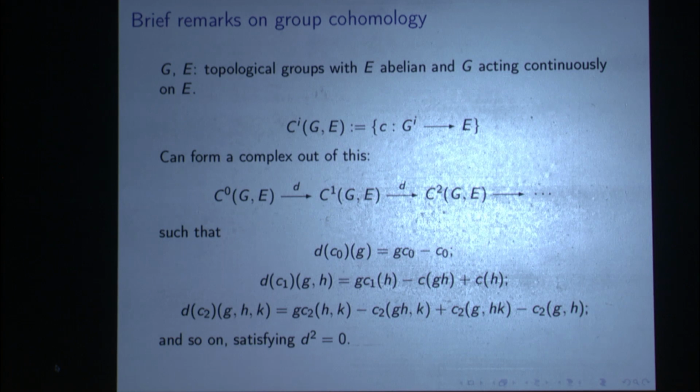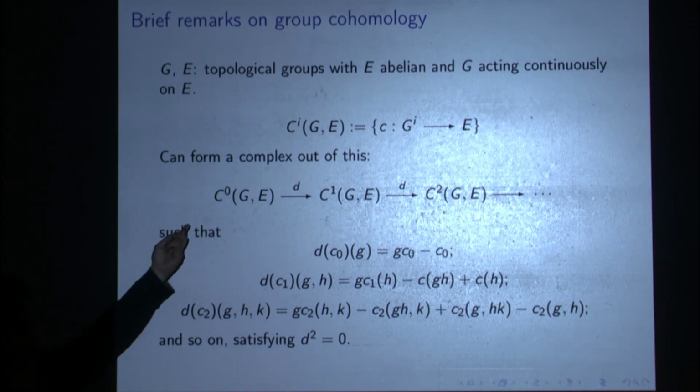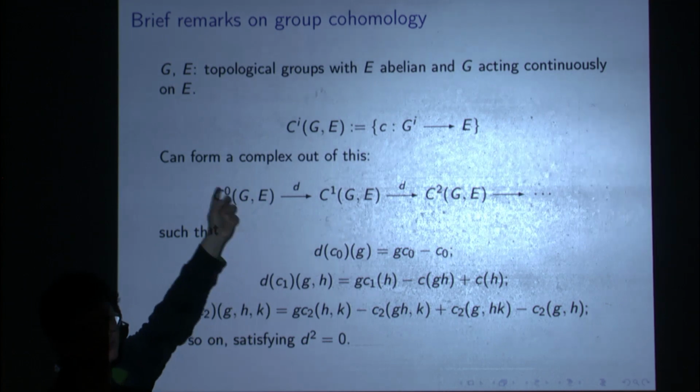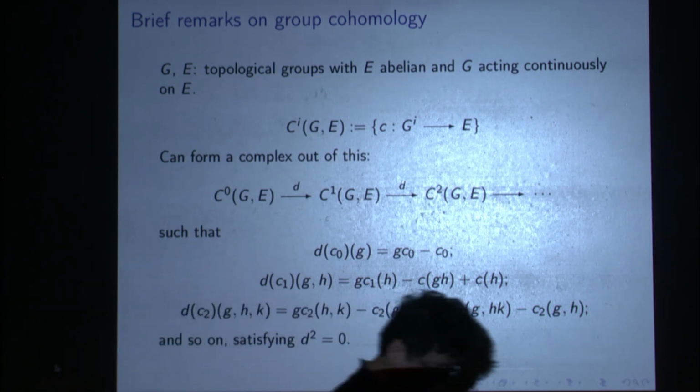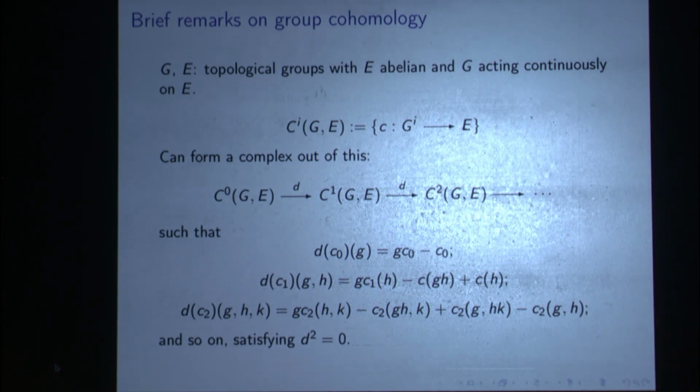And you can form a complex out of this in a kind of predictable way that you can figure out if you think about it a little bit. C0 is just E itself, elements of E, since it's the zeroth power. Then C1 is just functions from G, and C2 is two-variable functions from G, and so on. And you can define a differential between these functions that turns this whole thing into a complex, right? If you do it carefully, you get a complex in the sense that D squared is 0.